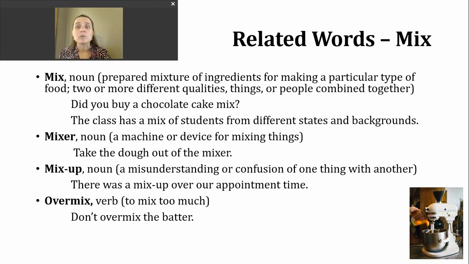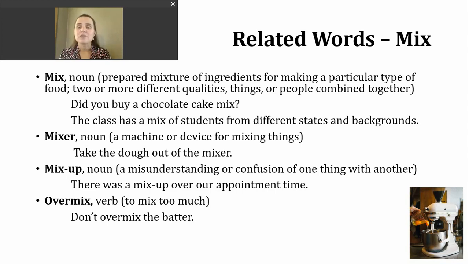A second way we can use this noun mix is to mean 2 or more different qualities, things, or people that are combined together. Here's an example of that. The class has a mix of students from different states and backgrounds.